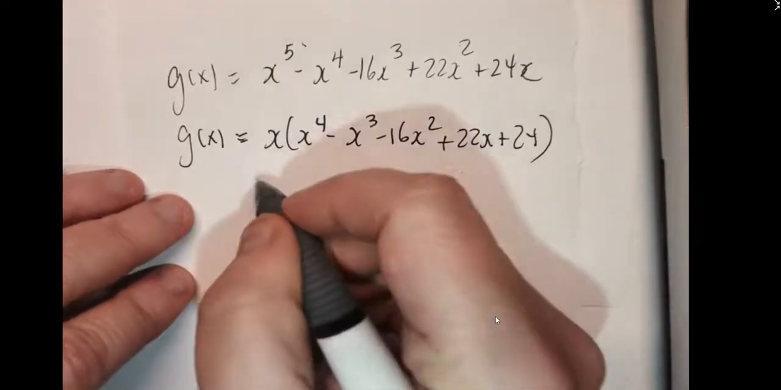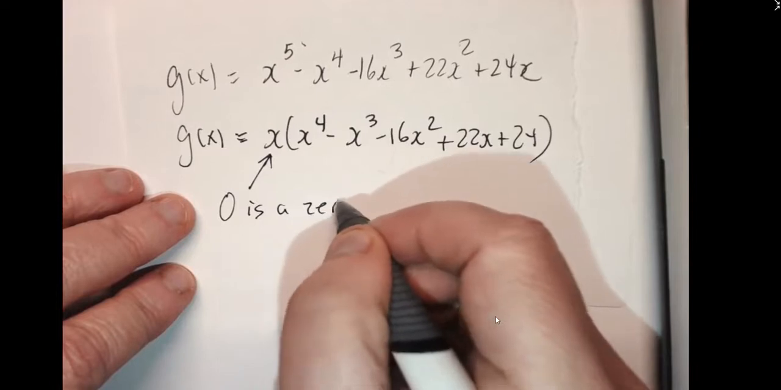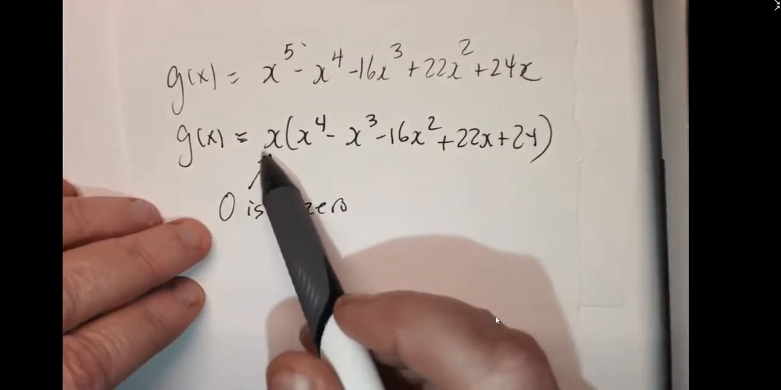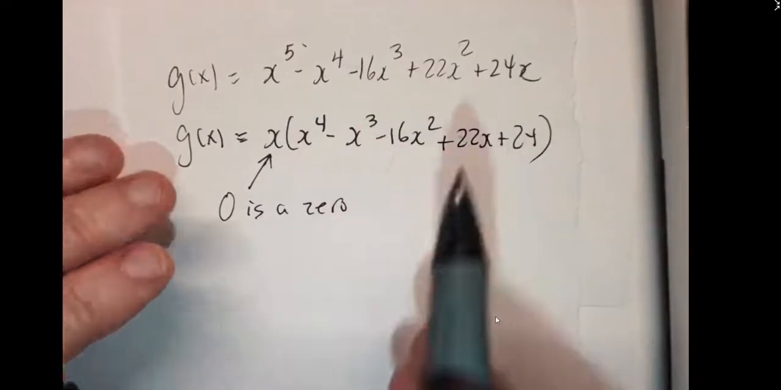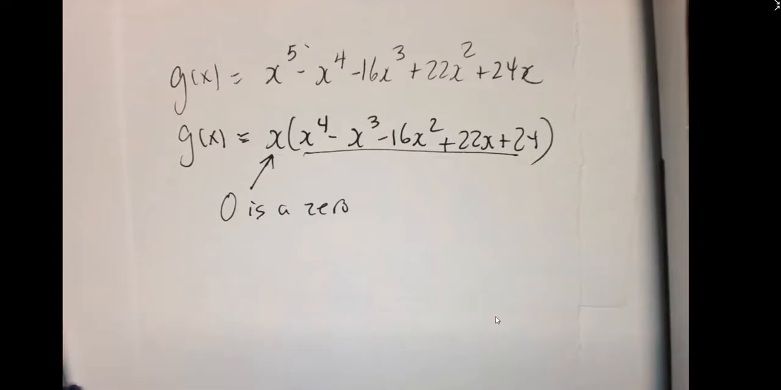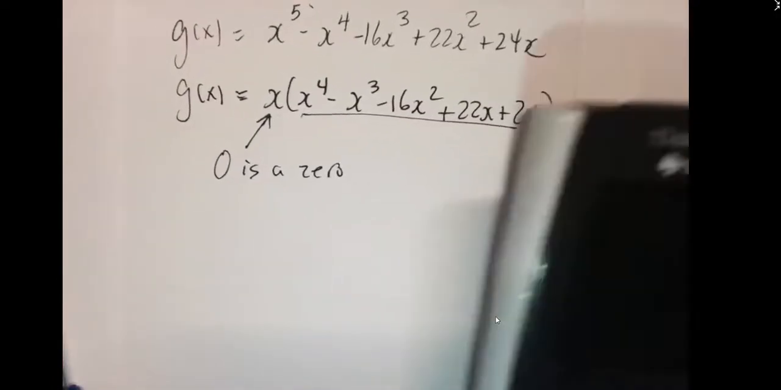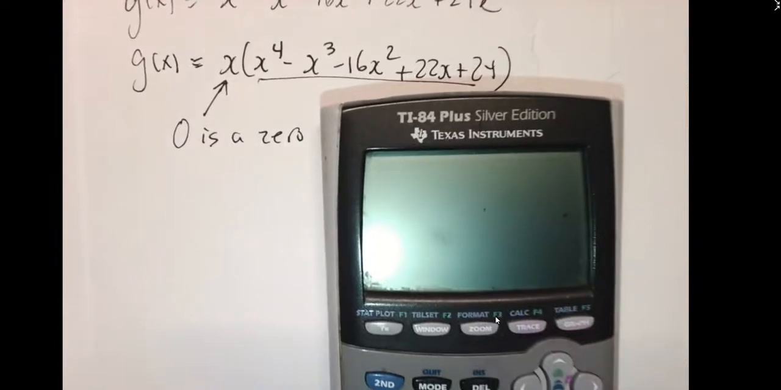Okay, so straight away I can see that 0 is a 0, because if I replace x with 0, the whole thing will be equal to 0. So 0 is a 0. Okay, we know that much. Well, then I just need to find the zeros of that. So let's look at that in the calculator.